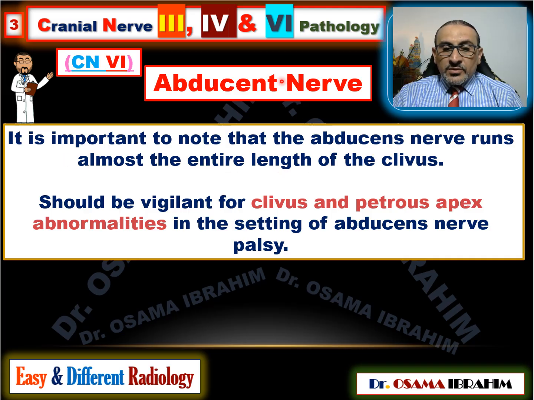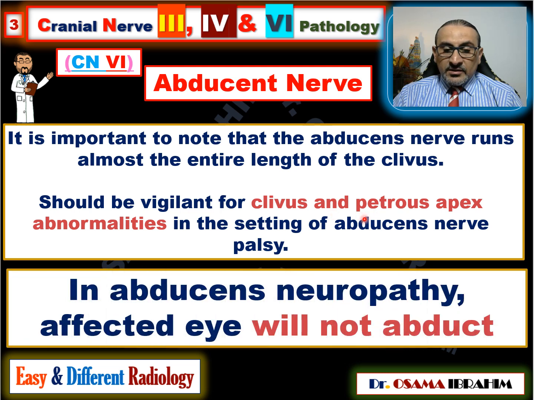Important to note about the abducent nerve, it arises from this area. If there is any pathology in the clivus bone and the petrous apex, it could affect that nerve supply and impair its muscle, which is the lateral rectus muscle, so the eye is not abducted.